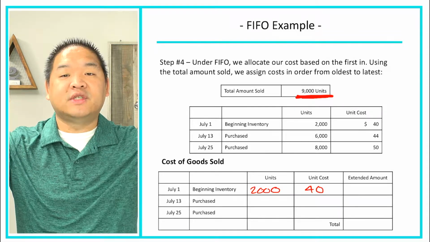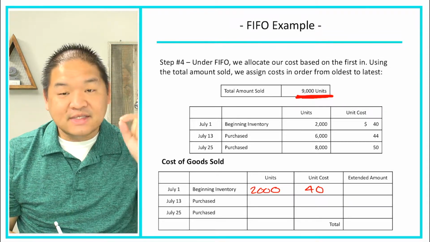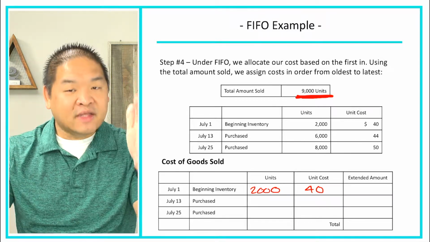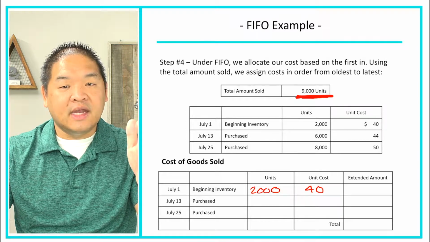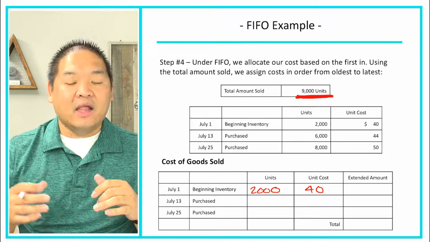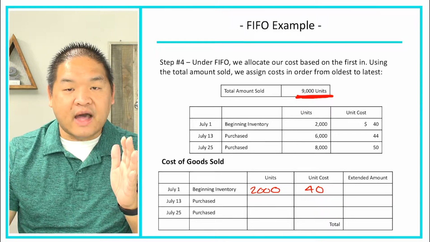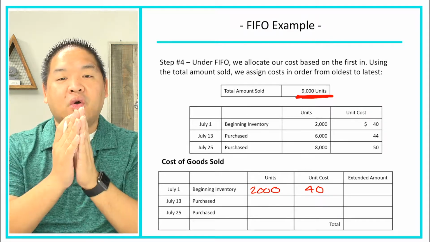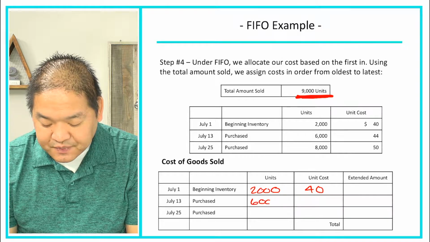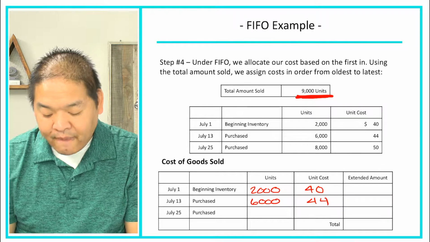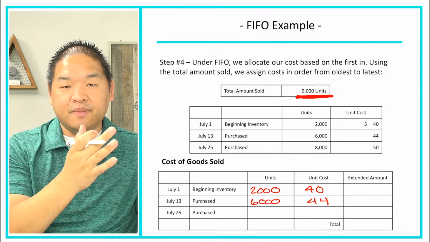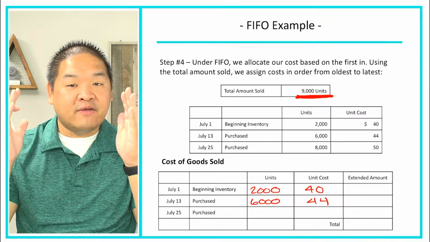Now I work myself to the next line. So the next line is 6,000 units at $44 a unit. Well, I have 7,000 units that need a cost, and this layer is only going to give me 6,000 units. So I can't allocate 44 to all 7,000. I can only allocate 44 to only 6,000. Okay, so we're going to allocate 6,000 units at 44. So now if I take my 9,000 units that I've sold, 2,000 is at 40. Then I have 6,000 that's at 44.